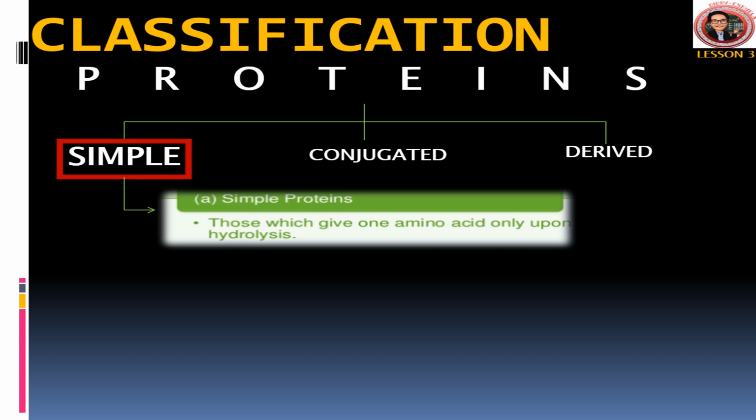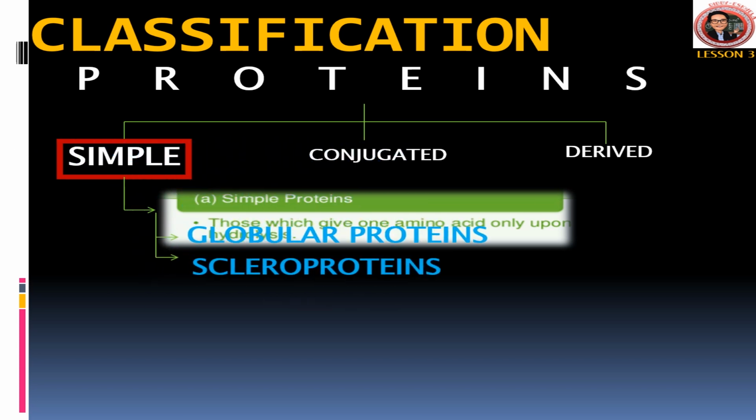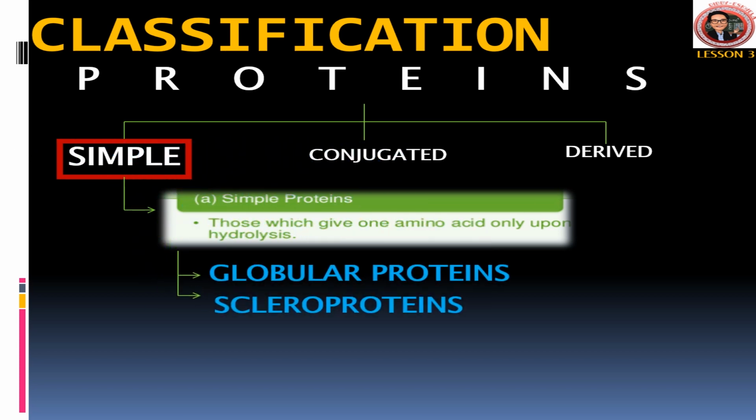These are simple, conjugated, and derived proteins. Simple proteins are those which give one amino acid only upon hydrolysis, or the process in which a polymer-like protein is broken down into its monomers of amino acids. Simple proteins are subclassed into globular and scleroproteins.